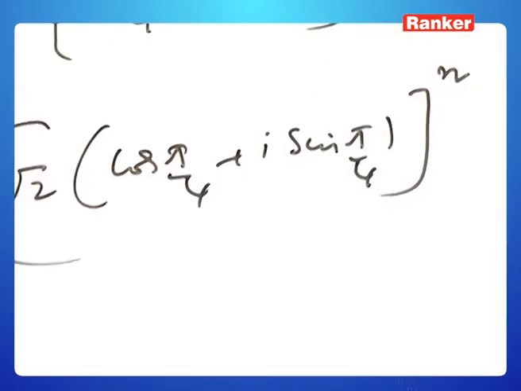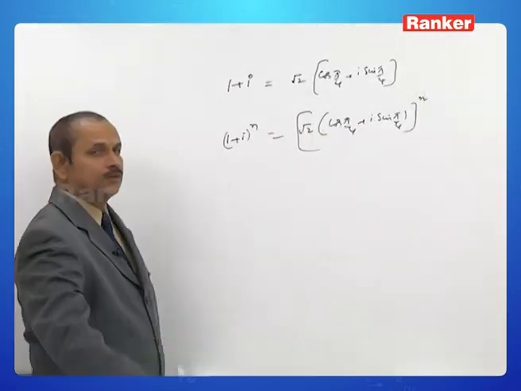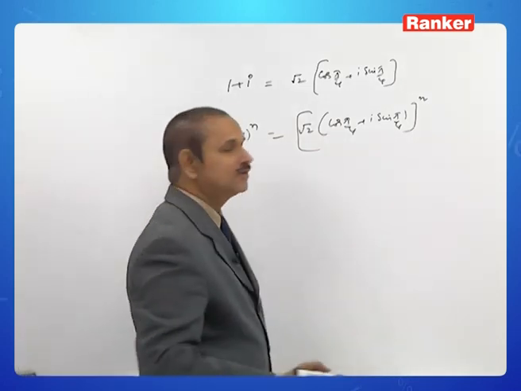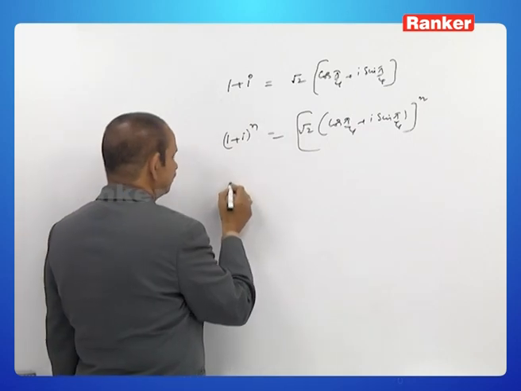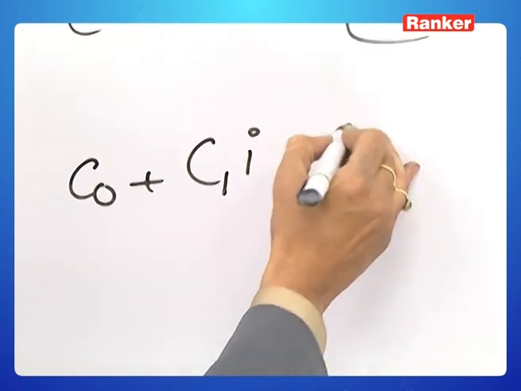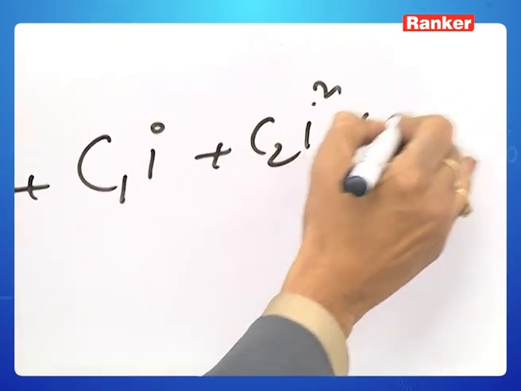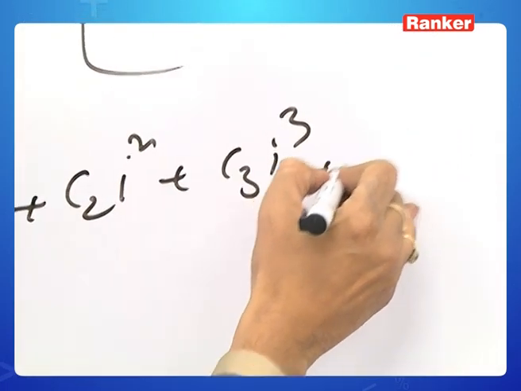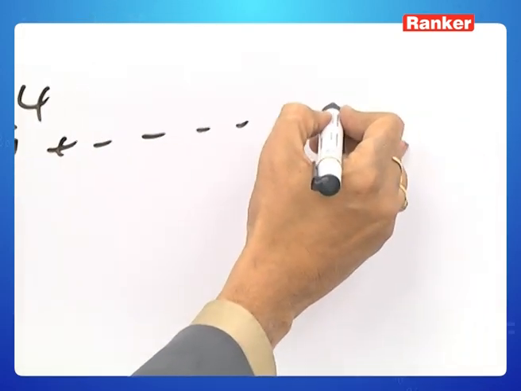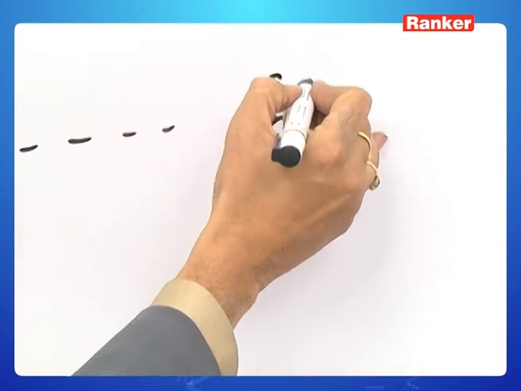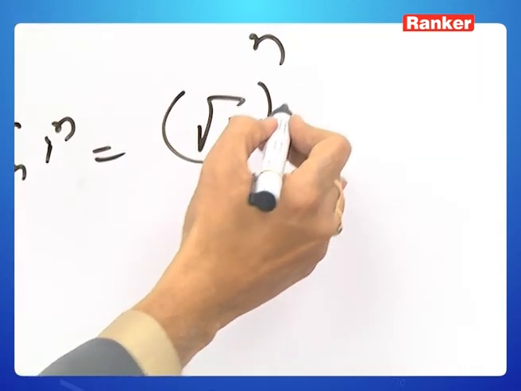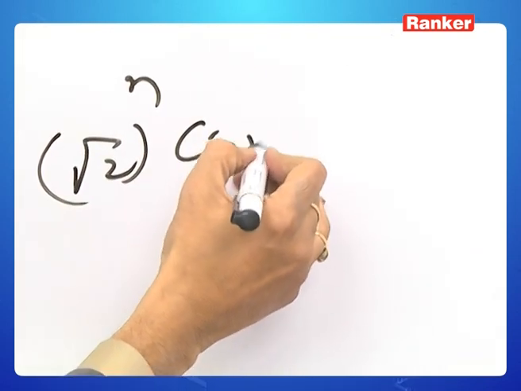Well done. What is (1 + i)^n? Try to expand that using the binomial theorem. Come on, what can it be? C0 + C1·i + C2·i² + C3·i³ + C4·i⁴ and so on, up to Cn·i^n, is equal to (√2)^n · cis(nπ/4).